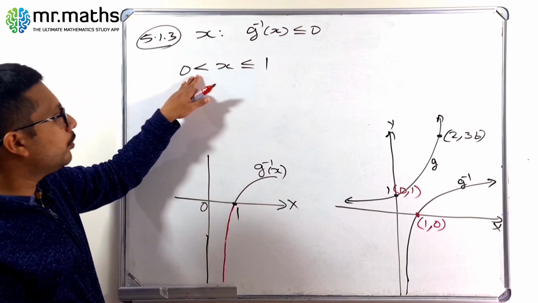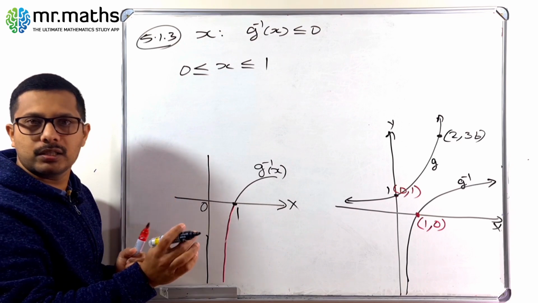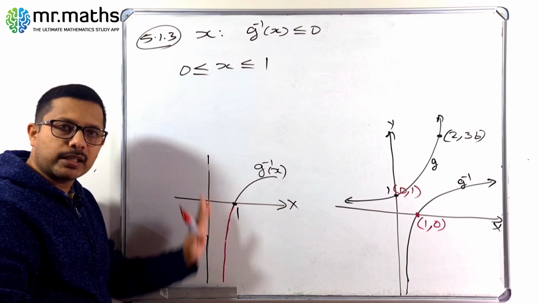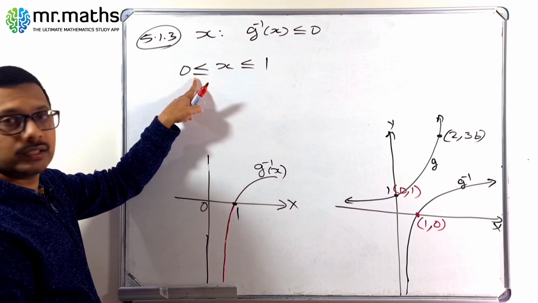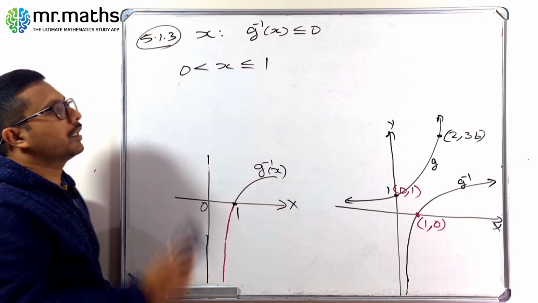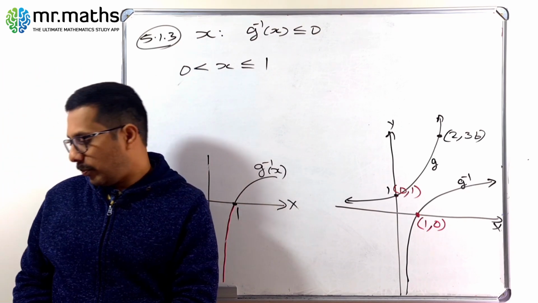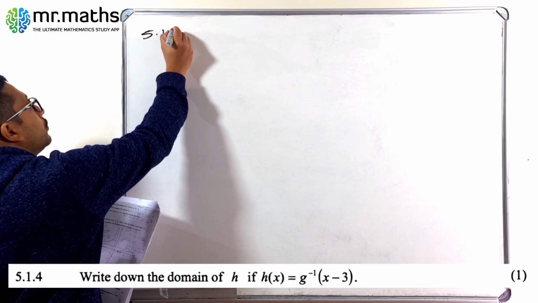You must be careful with this one. If you write it the other way, the answer is wrong, because this graph never touches the y-axis, as the y-axis is an asymptote. What is the correct answer? 0 less than x less than or equal to 1. So guys, that is question number 5.1.3. Next question, question number 5.1.4.